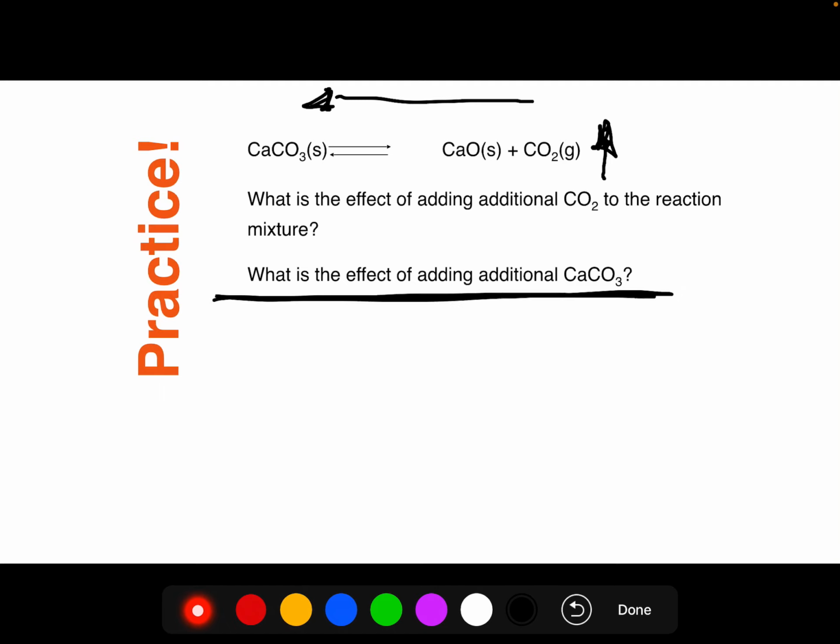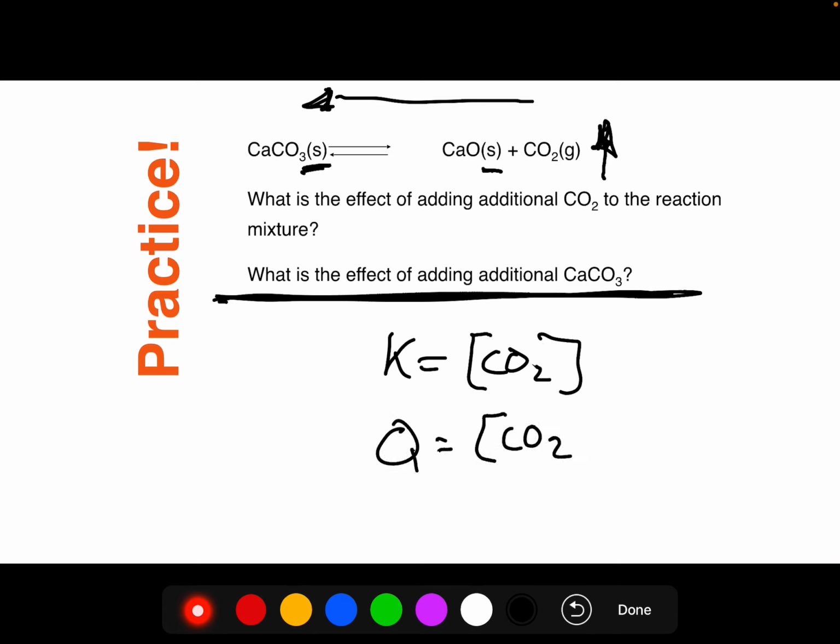What if we add CaCO3? Well, here's the thing. CaCO3 is a pure solid. It's not even in the K calculation or the Q calculation. So in this case, since we've got two solids, K is merely equal to the concentration of CO2. So is Q. So it only depends on the concentration of carbon dioxide, and this will not affect it whatsoever.